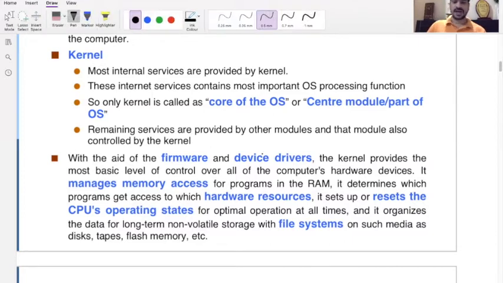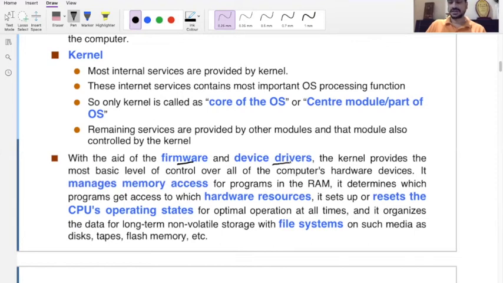With the aid of firmware and device drivers, what is the meaning of firmware? Firmware is a sort of dedicated software that is attached to a specific hardware. Take the example of a remote control. The remote control is a hardware, and it has many buttons, but it is run by some sort of software, and that software is called firmware. Firmware is attached to a specific hardware, just like an embedded system. So what is an embedded system? It is a hardware with dedicated software for that hardware. That combination is called an embedded system, and the firmware is the software of that particular hardware.